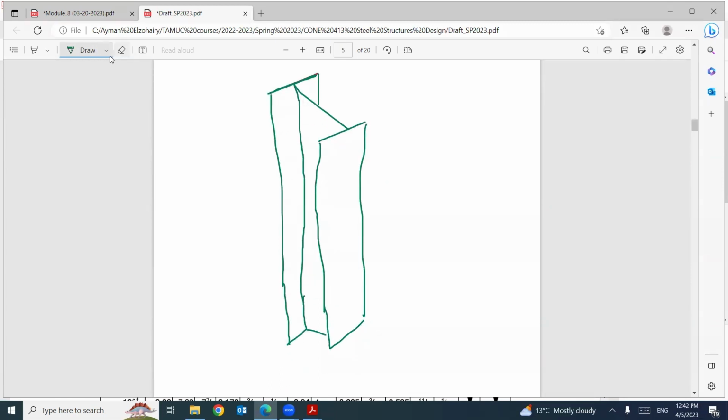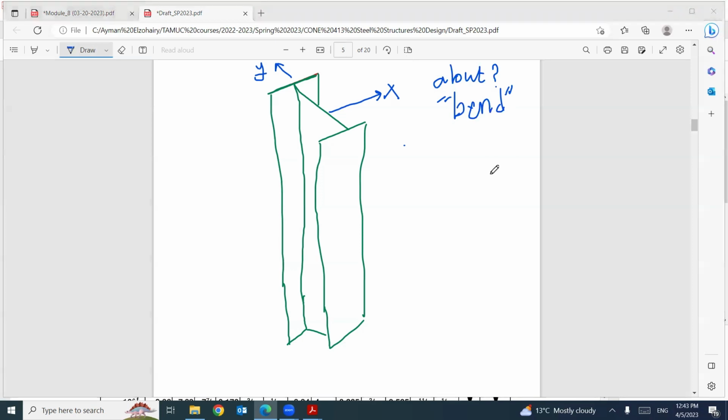Most of the time, keep in your mind, this is the x-axis, this is the y-axis. Can anybody in this meeting tell me which axis is stronger, about X or about Y? Can you imagine this column is stronger if this column would like to be broken or to be bent? No, it's not about. I said about means around, rotating around. It should be X.